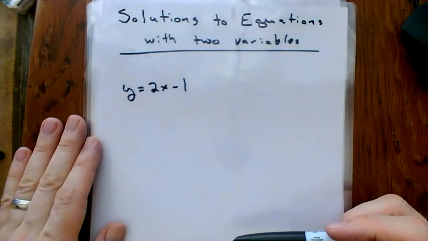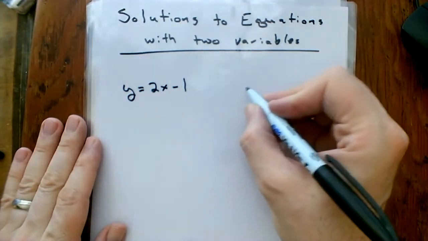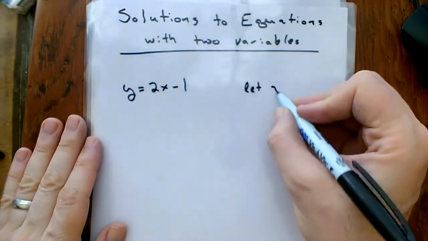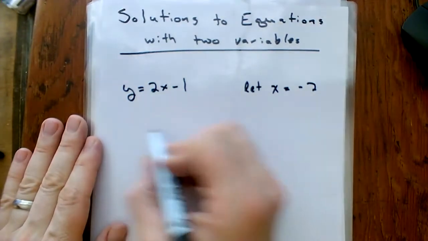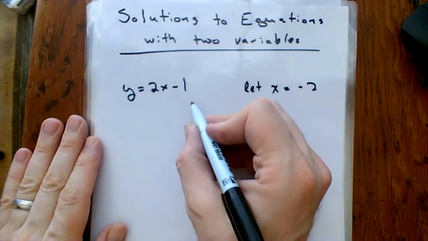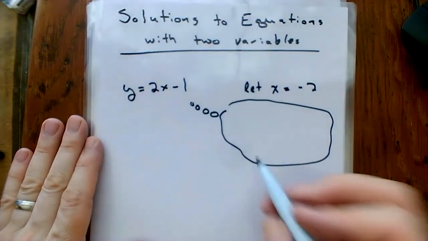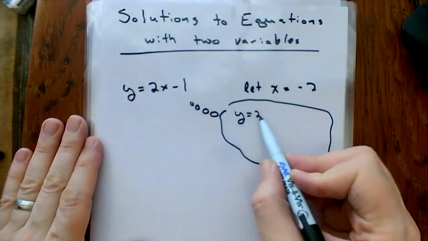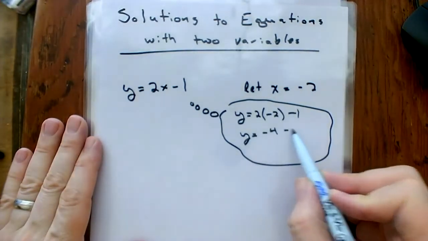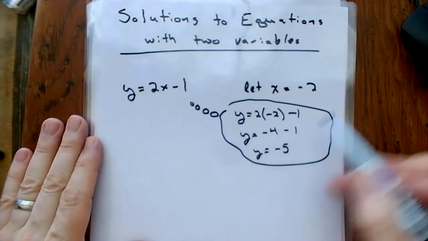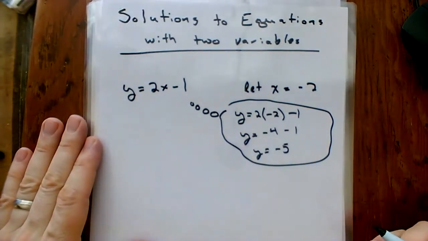Well, we could start by just plugging in some numbers. Let's, for example, let x equal -2 and see what happens. If x were equal to -2, then I would have y is equal to 2 times -2 minus 1. Okay, y would be equal to -4 minus 1, or y would be equal to -5. So if x were equal to -2, I've got a solution of y is equal to -5.